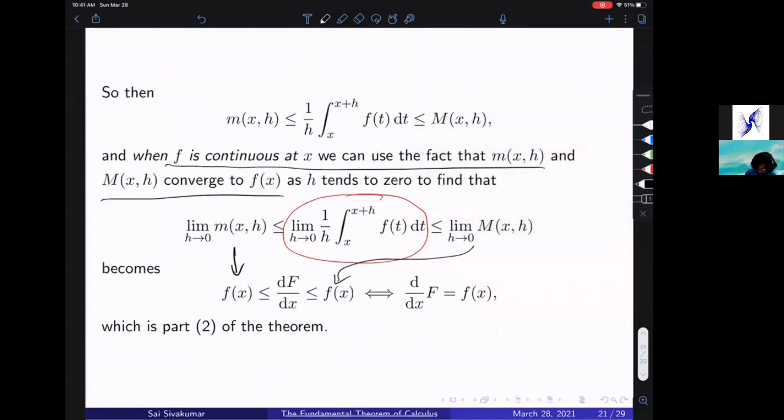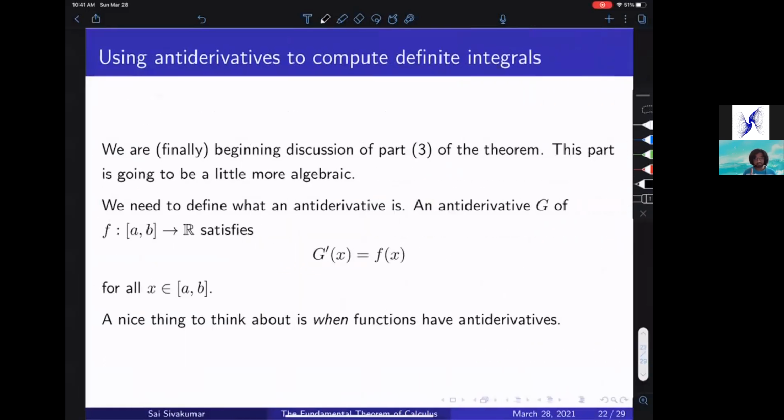This one goes here. So because it's squeezed above and below, and this is the inequality squeeze theorem, we can conclude that the derivative of capital F with respect to x is equal to f of x when f is continuous at x. Okay, so that's part 2.